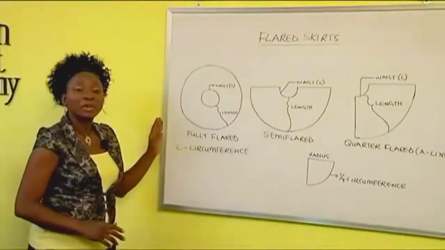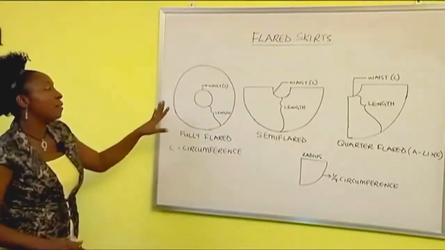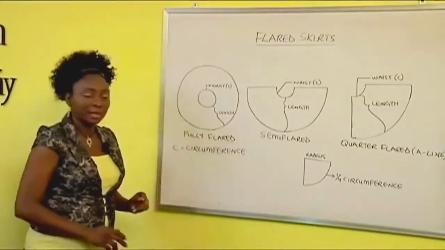are cut in circles, semicircles, or quarter circles. Let's go to the board and see how it looks. Let's take a look at the board. We can see that we have three different kinds of flared skirts.